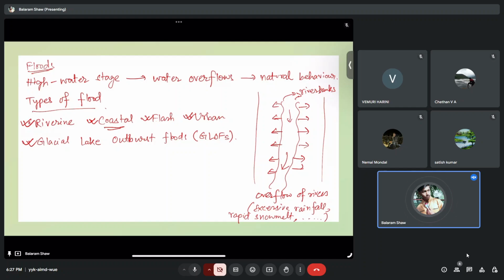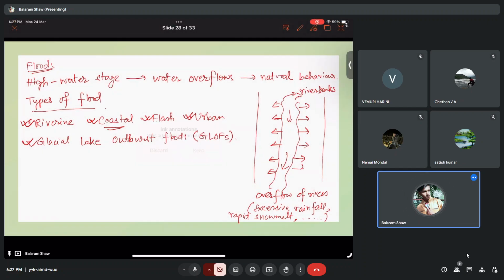Okay, so when these glaciers store large quantities of bound water and then a sudden release of this water happens due to the melting of ice blocks, we call that GLOF. Okay. So with this, we are done with the types of flood. We'll do some questions and then again we'll come back here.